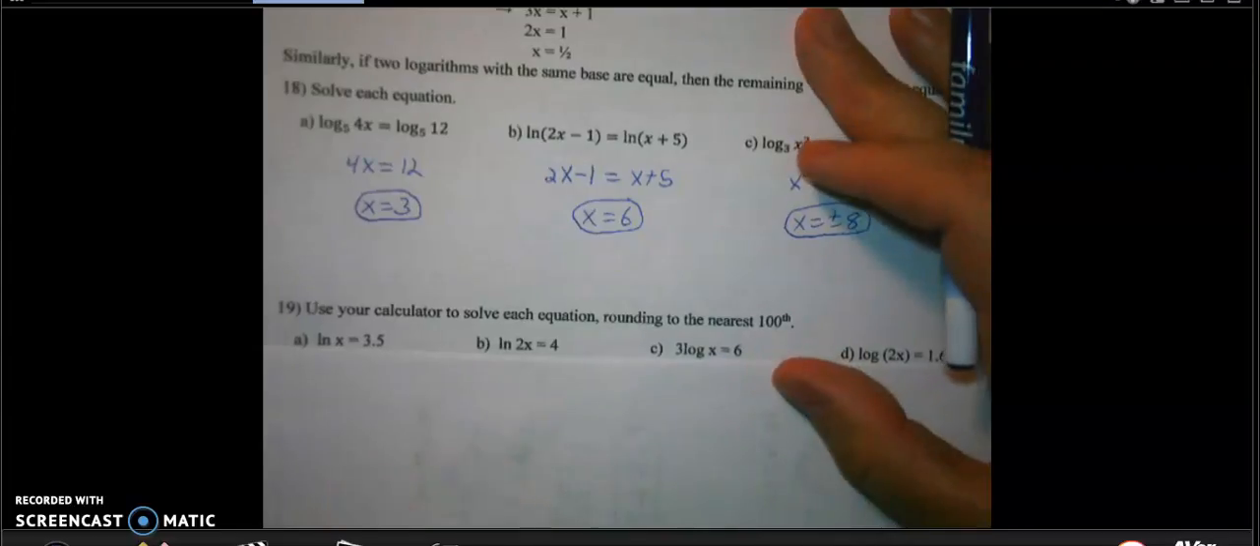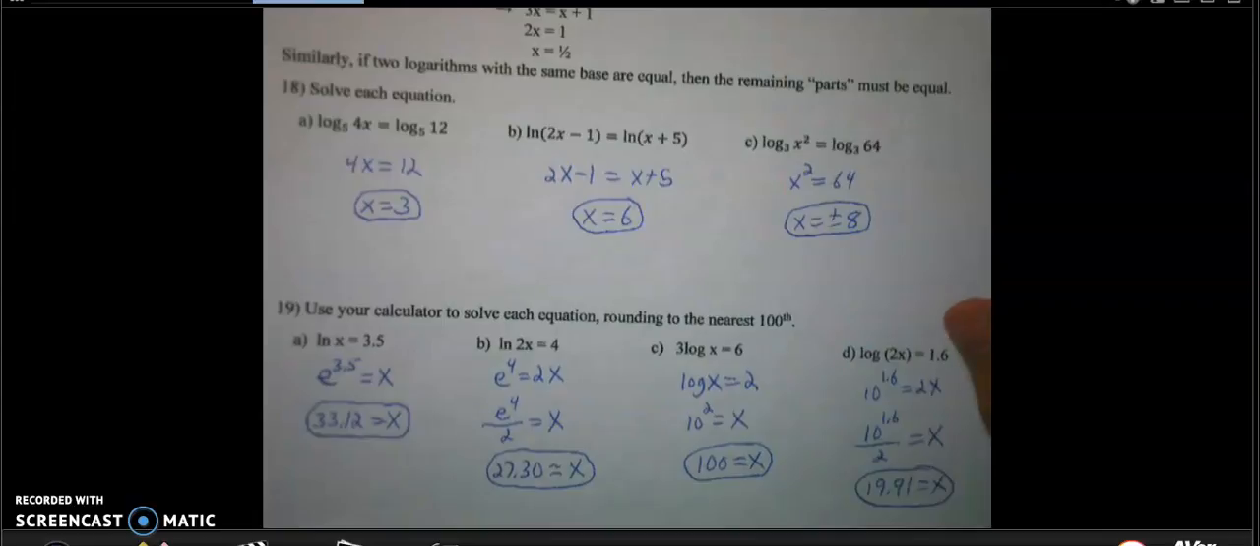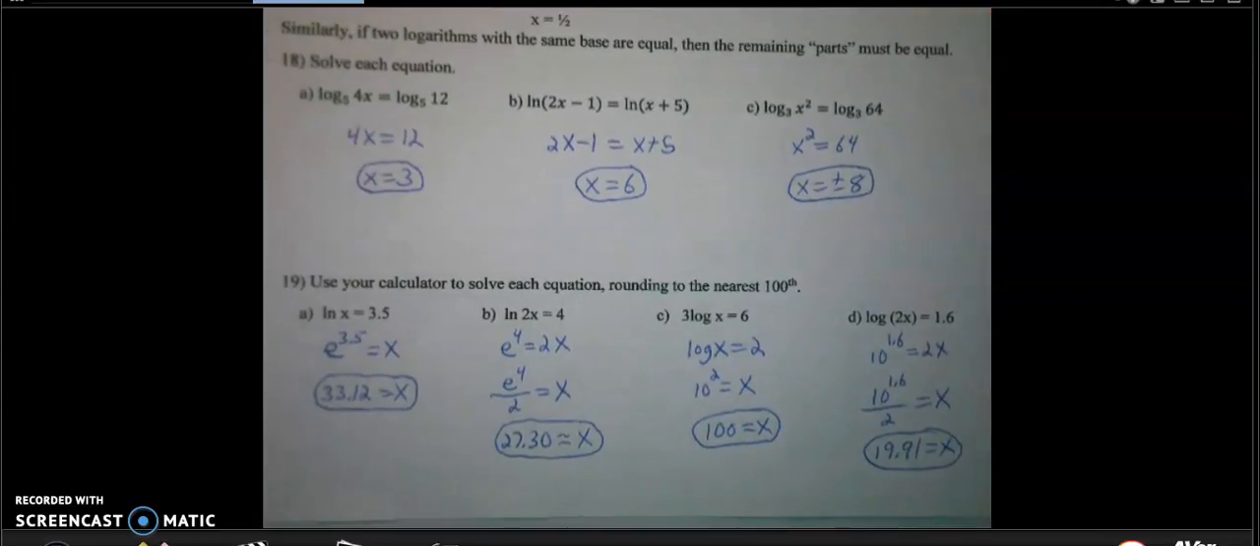So if you try each of these, there's your solutions. So after we get rid of the natural log by applying the exponential e to the 4th equals 2x, now you can divide by 2 because you got rid of the log. You can check each of your answers by substituting your values back in.